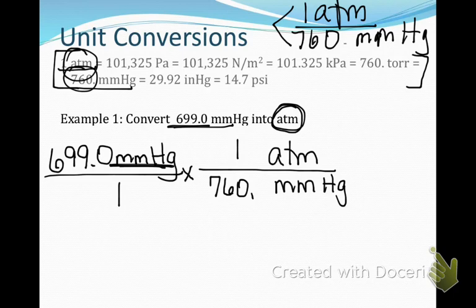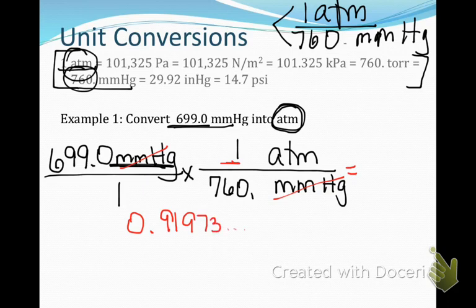Now I can go through and cancel out units. This is the best part. Get rid of units. I can get rid of millimeters of mercury because it's on the numerator and the denominator. It cancels out. The only unit left is ATM, which is the unit that I want. So I can plug this into my calculator. It ends up being 699.0 divided by 760. I don't need to multiply by that 1 because it's just 1. It's fine.